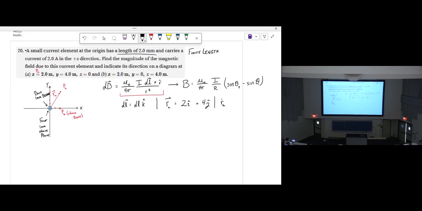And r sub a hat is equal to r sub a divided by its magnitude, so 2i hat plus 4j hat divided by the square root of 20. And it's also worth noting that r sub a squared is going to be equal to 20 meters. Everybody with me so far, other than ready for spring break?